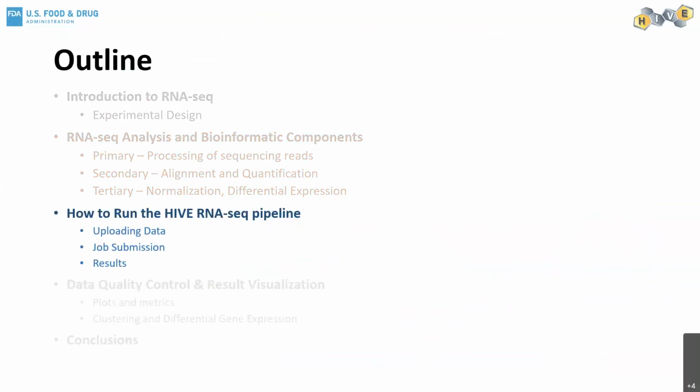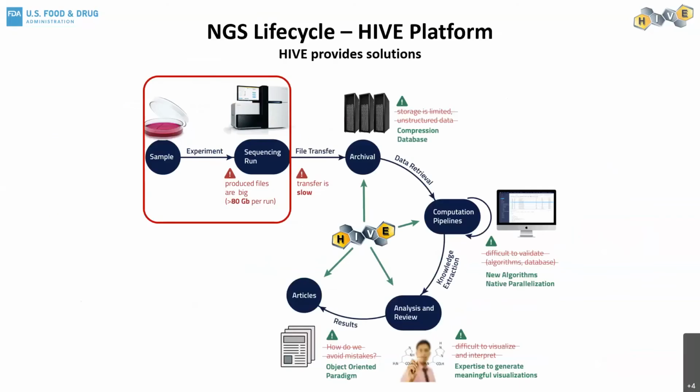Now I'm going to talk about how to run the Hive RNA-Seq pipeline. I will mention how to upload the data, how to submit it, and some results. But first, a brief introduction of the Hive platform. The Hive platform provides a solution for NGS data. It can go from the sample to the sequencing, and once the file gets transferred into our database, we can do the computations and run the pipeline.